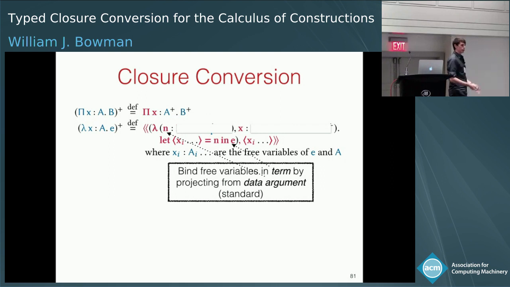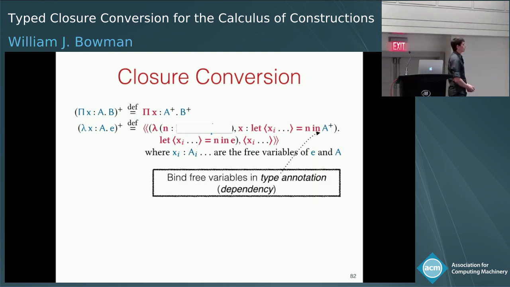Now what's not standard is what we have to do for dependent types. We actually have to bind all of the free variables in the type annotation on x. Because we have dependent types, this type annotation A can refer to free variables. So in our translation of this code, we have to project all of the free variables xi from n in the type annotation.